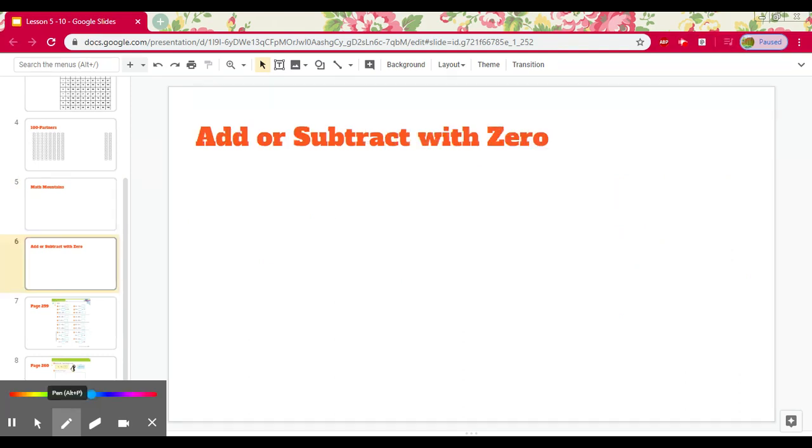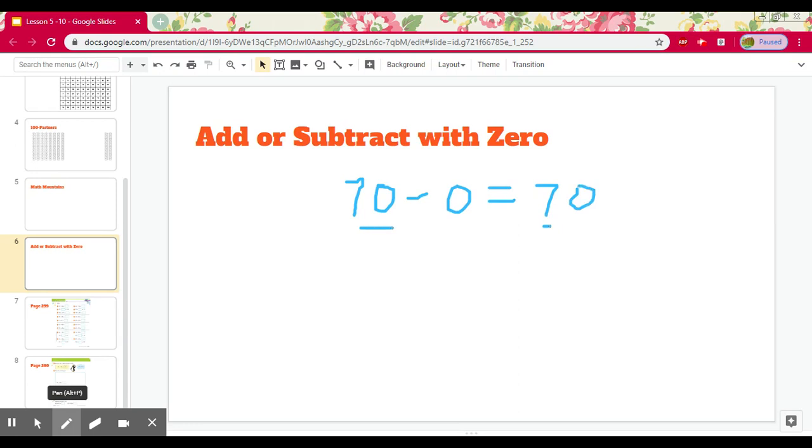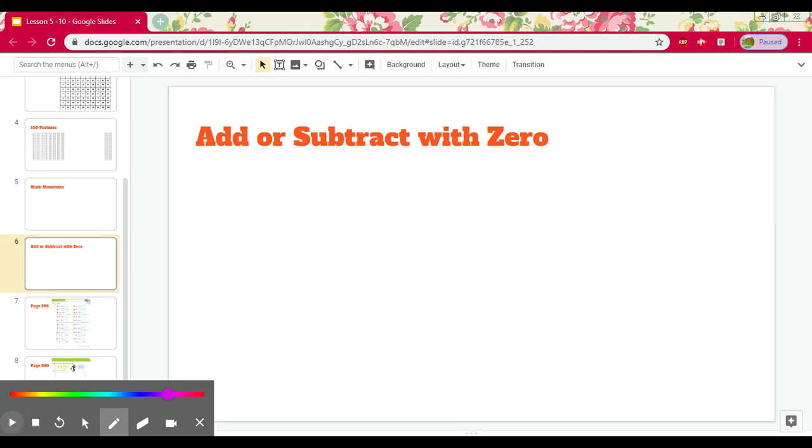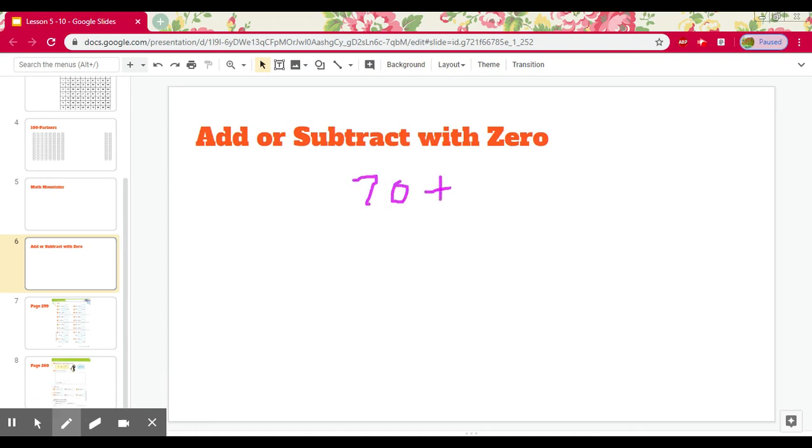Before we end today's lesson, let's talk about the number 0. 0 means no things at all. So when you add or subtract 0 from a number, the number does not change. 70 minus 0 equals 70. The 70 stayed because we took nothing away. If we have 70 plus 0, the answer is still 70. Again, because we didn't add anything to 70. Even if we put 0 at the beginning of a number sentence, the answer will still equal the partner that has a value. 0 plus 70 equals 70.